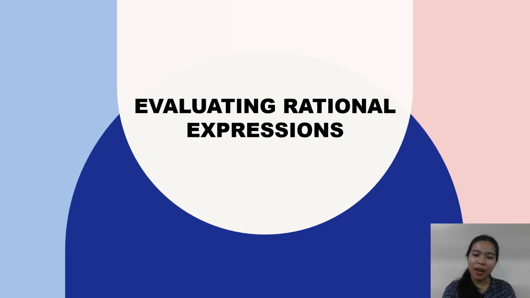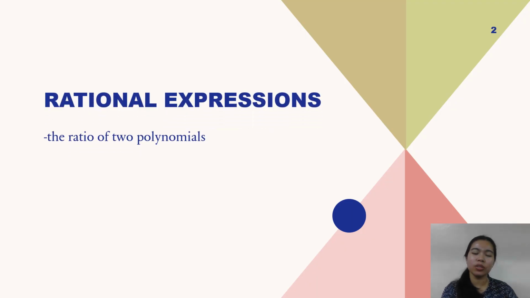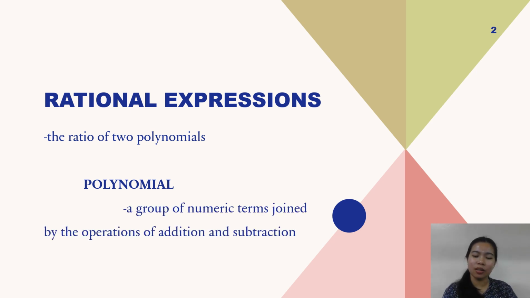For today, we're going to talk about one of the important lessons in math, which is on evaluating rational expressions. First, let us define what rational expressions are. These are the ratios of two polynomials. And you've heard of the word polynomial. This is actually a group of numeric terms joined by the operations of addition and subtraction.